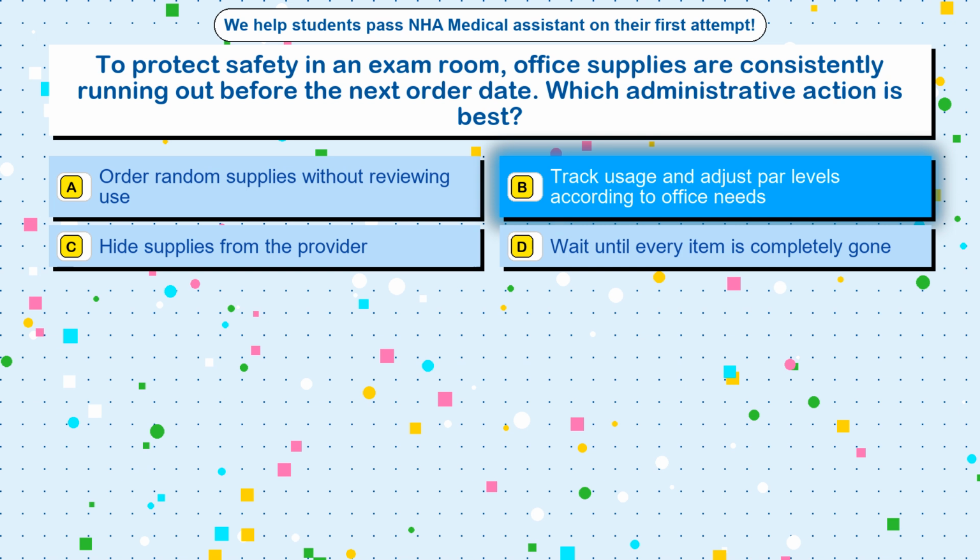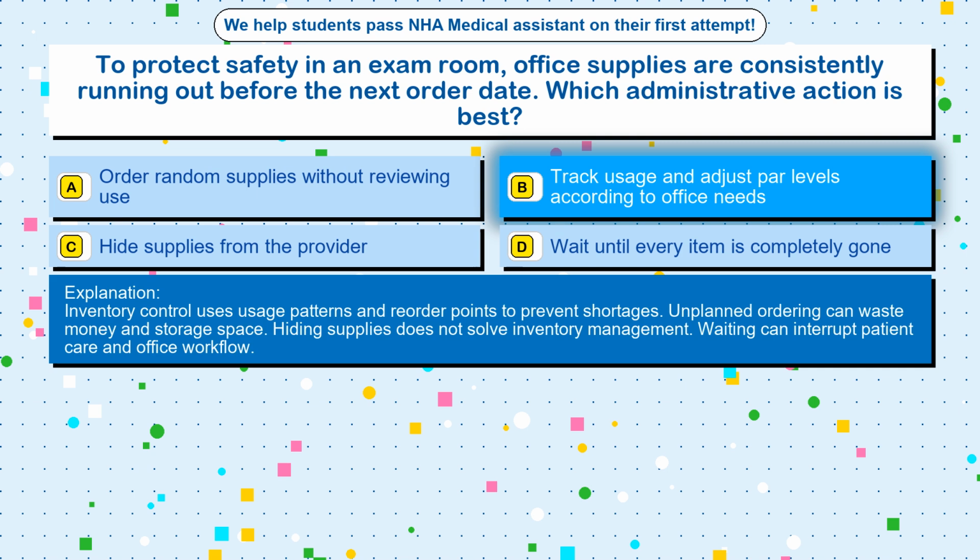The correct answer is option B. Track usage and adjust par levels according to office needs. Inventory control uses usage patterns and reorder points to prevent shortages. Unplanned ordering can waste money and storage space. Hiding supplies does not solve inventory management. Waiting can interrupt patient care and office workflow.